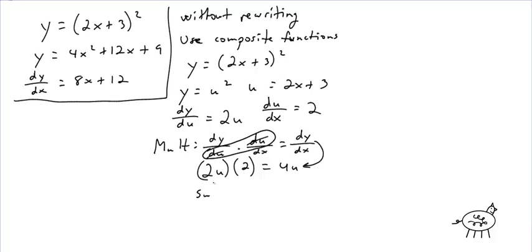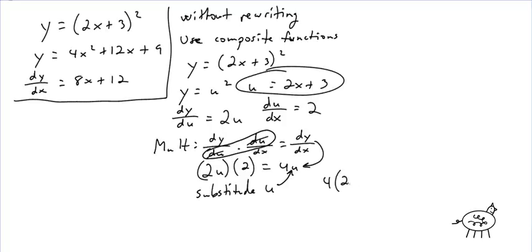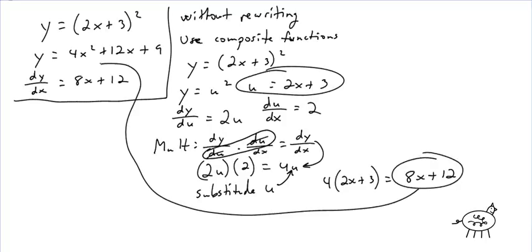And then I'm going to substitute my value of u into the dy/dx, which is 4u. So it's basically 4 times (2x plus 3), which gives me 8x plus 12. Amazing! That is truly amazing. Okay, those are the same.